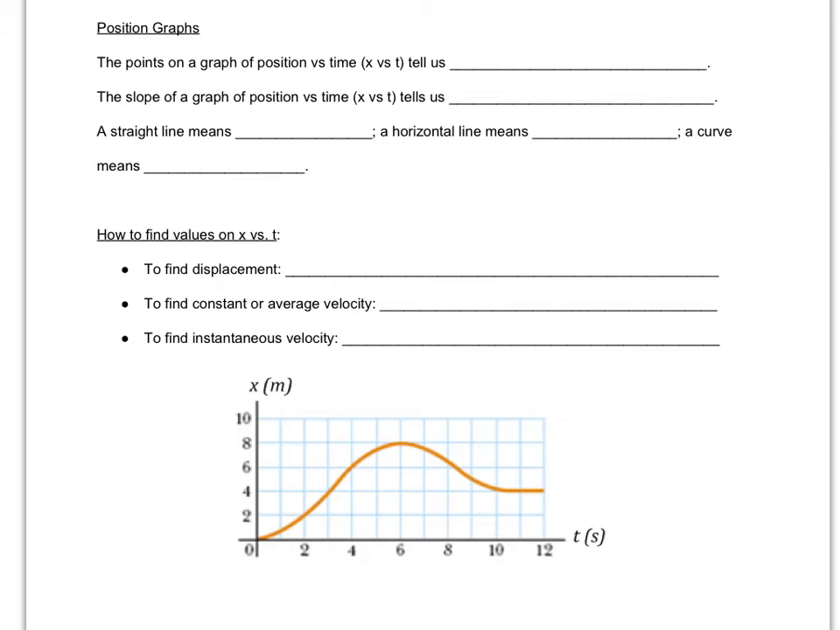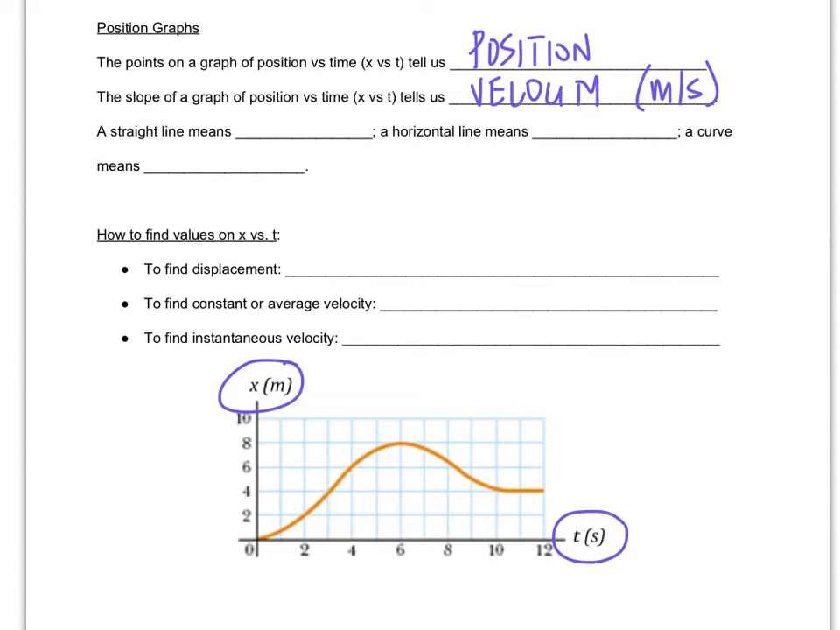Okay, a few key facts about position graphs or x versus t graphs. Both terms are used. So we need to know that the points on a position versus time graph tell us where an object is at. So it actually does tell us the position of the object. If you are looking at the slope of this graph, the slope would be the rise over the run. The rise is in meters, the run is in seconds, and so rise over run, meters over seconds, meters per second, that's the velocity. Use the units to help you decide what your calculation means.